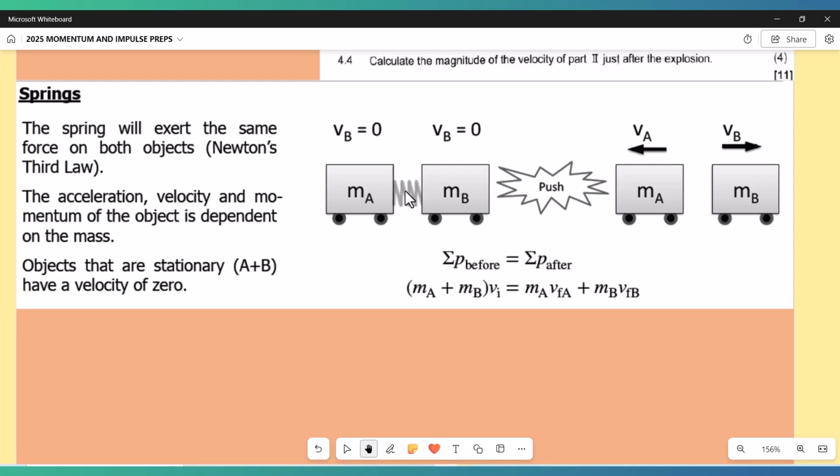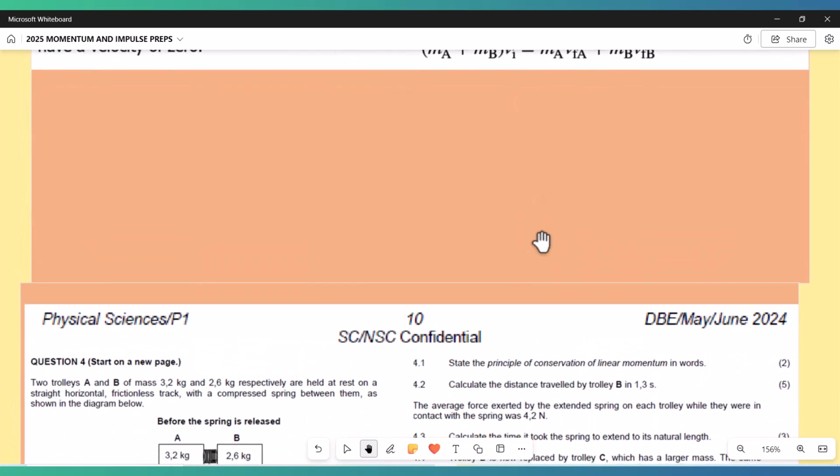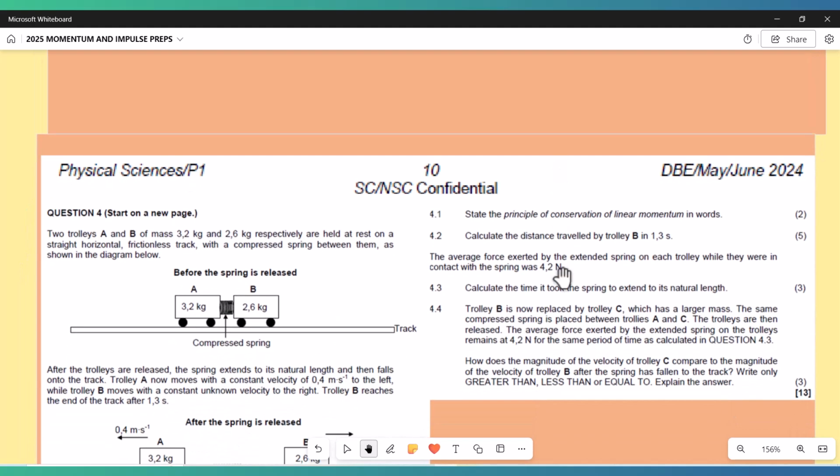So when they are released, or pushed, the masses are going to go separately in opposite directions. As you see here, A goes to the left and B to the right. Again, we use the same formula: total momentum before equals total momentum after. Then we substitute and do our calculations. Don't forget, momentum and velocity are direction specific.